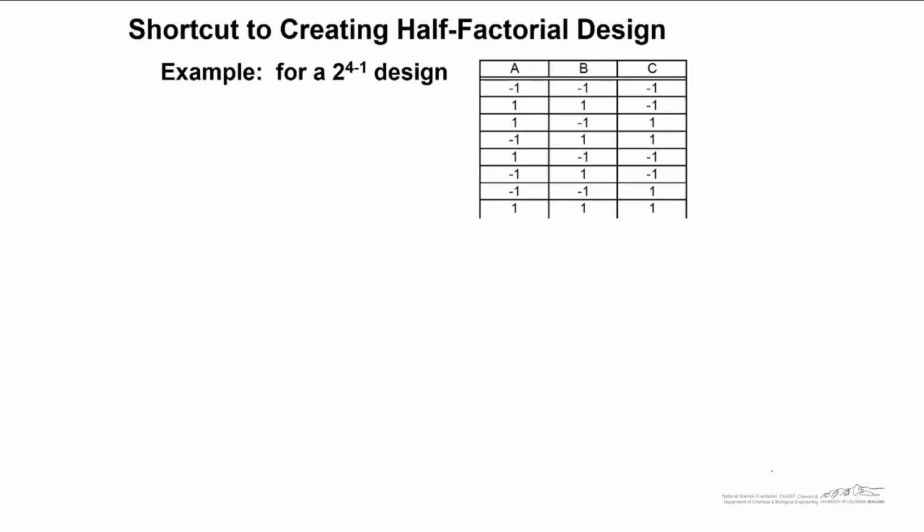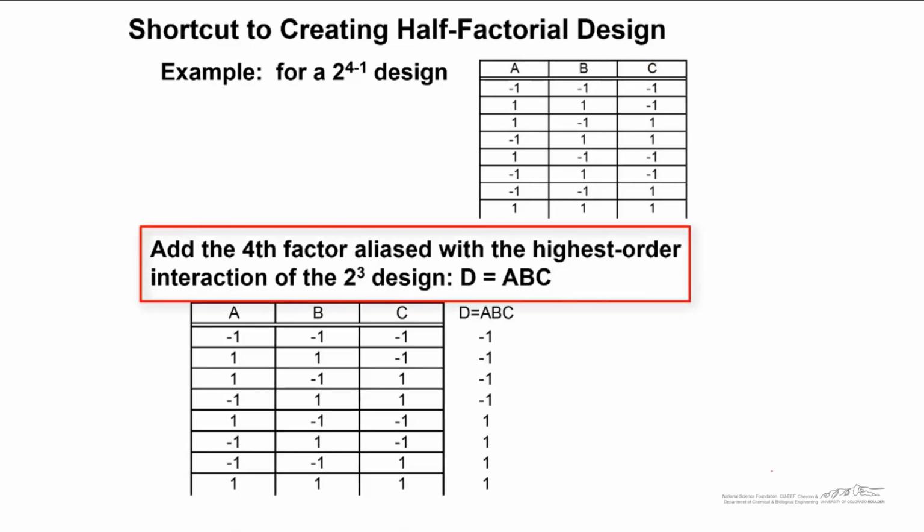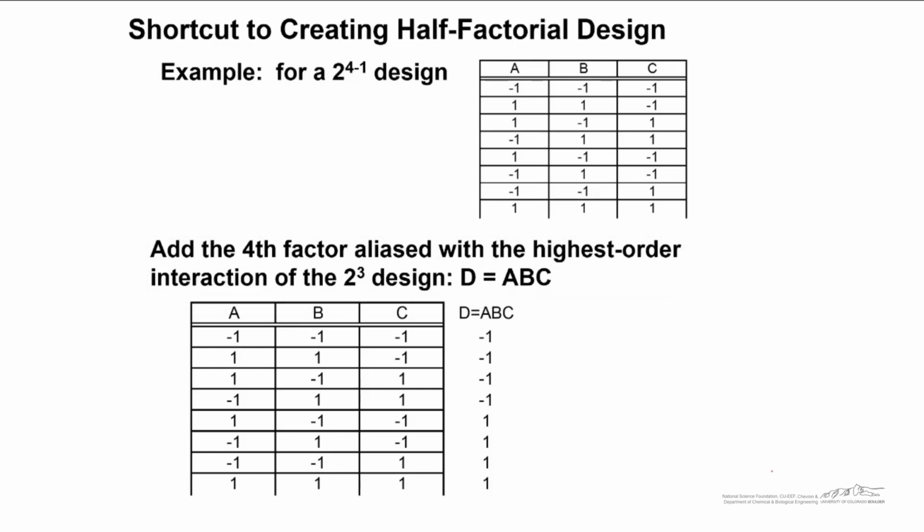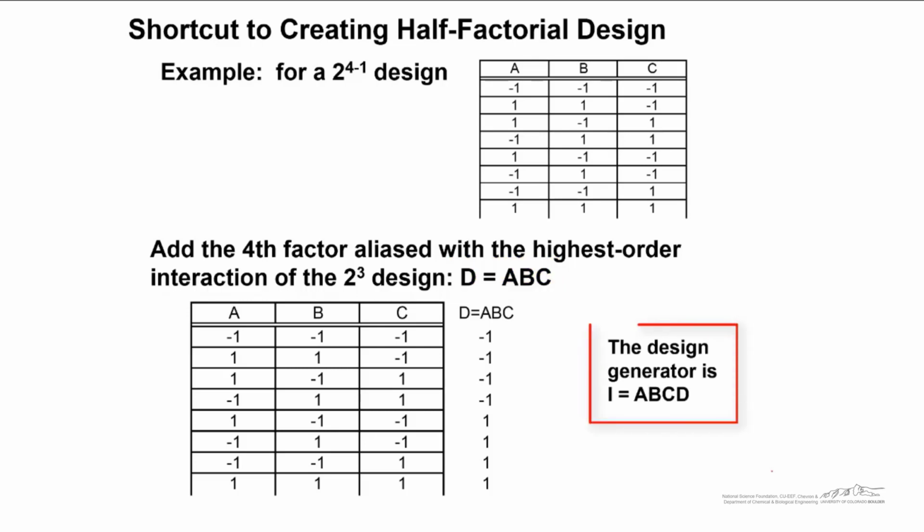Let's take a look at a more complicated half factorial design, the 2 to the 4 minus 1 design. And there's kind of a shortcut here for creating these half factorial designs. The first step is to start with a 2 cube design. So 2 to the 4 minus 1, you can think of as you can start with a 2 cube design. And so we set up ABC just like we would for a full 2 cube design. The next step is you add the fourth factor, aliased with the highest order interaction of the 2 cube design. For a half factorial design, that's D equals ABC. We got the design generator I equals ABCD from that table, which leads us to D equals ABC.